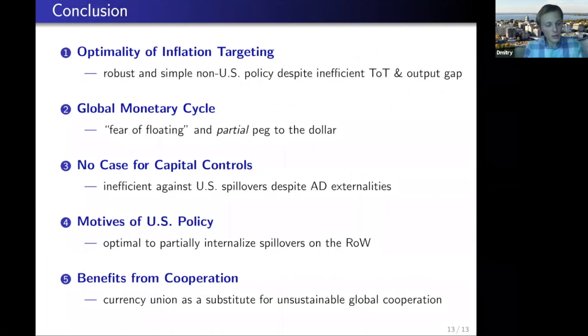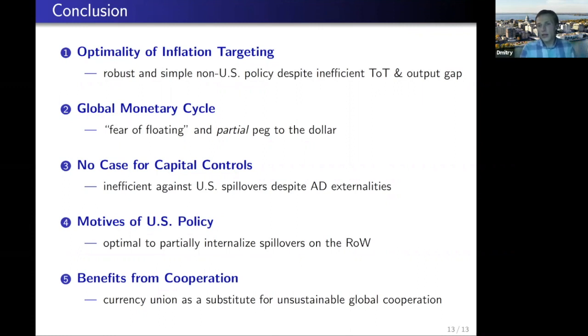Okay, so let me conclude by just quickly summarizing the main results. So we show that despite the inefficient allocation under dollar currency pricing, the optimal policy remains exactly the same in terms of targets. It is still optimal to have inflation targeting. And so one can't really say that because of the dominance of the dollar, countries need to abandon their inflation targeting. At the same time, such policy will give rise to the global monetary cycle. There will be a partial peg to the dollar, and there will be more correlated monetary policy across the countries.